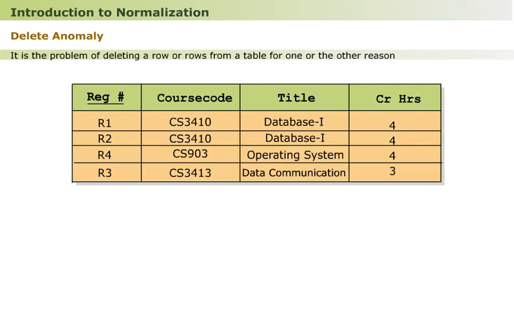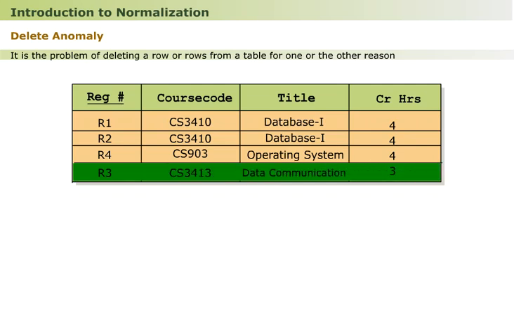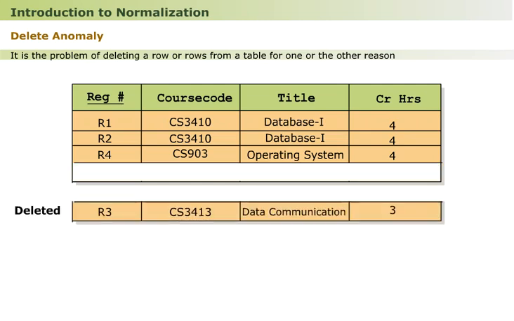Delete anomaly. It is the problem of deleting a row or rows from a table for one reason or another. For example, in the table course, if it is required to delete the course registration of student with registration number R3 for course CS3413 data communication, this will result in the deletion of the entire row and will also delete the course data CS3413 and data communication. Thus, the table course has the delete anomaly.